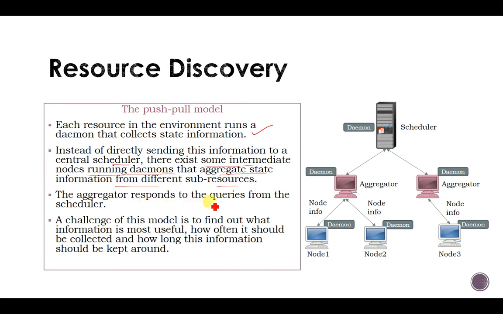The aggregator responds to the queries from the scheduler. So whenever the scheduler asks for the availability of resources in different nodes, the aggregator responds through the daemon program which is running on the aggregator. A challenge of this model is to find out what information is most useful, how often it should be collected, and how long this information should be kept around. So that is the main problem in this model. That means at what time we should collect the information, and how long it must be stored in the database. Everything is a difficult process, and this is challenging for this particular model.